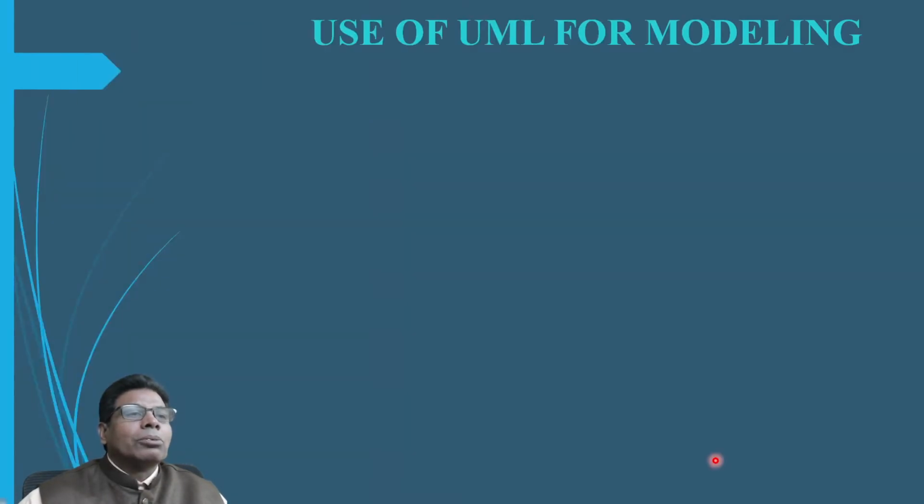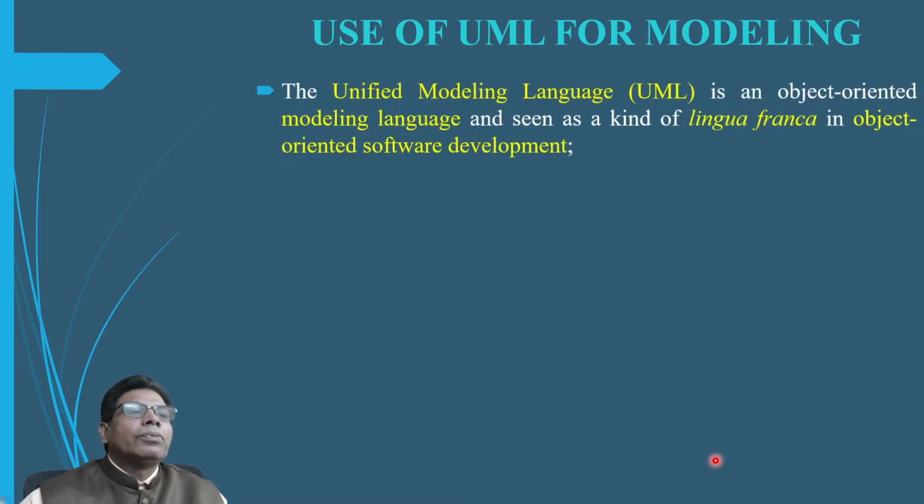Then let us go to the use of UML for modeling. The UML, that is Unified Modeling Language, is an object-oriented modeling language and seen as a kind of lingua franca in object-oriented software development. So lingua franca is nothing but a language that is adopted as a common language between the speakers whose native languages are different. So UML is a modeling language which is used for the software development of object-oriented software.